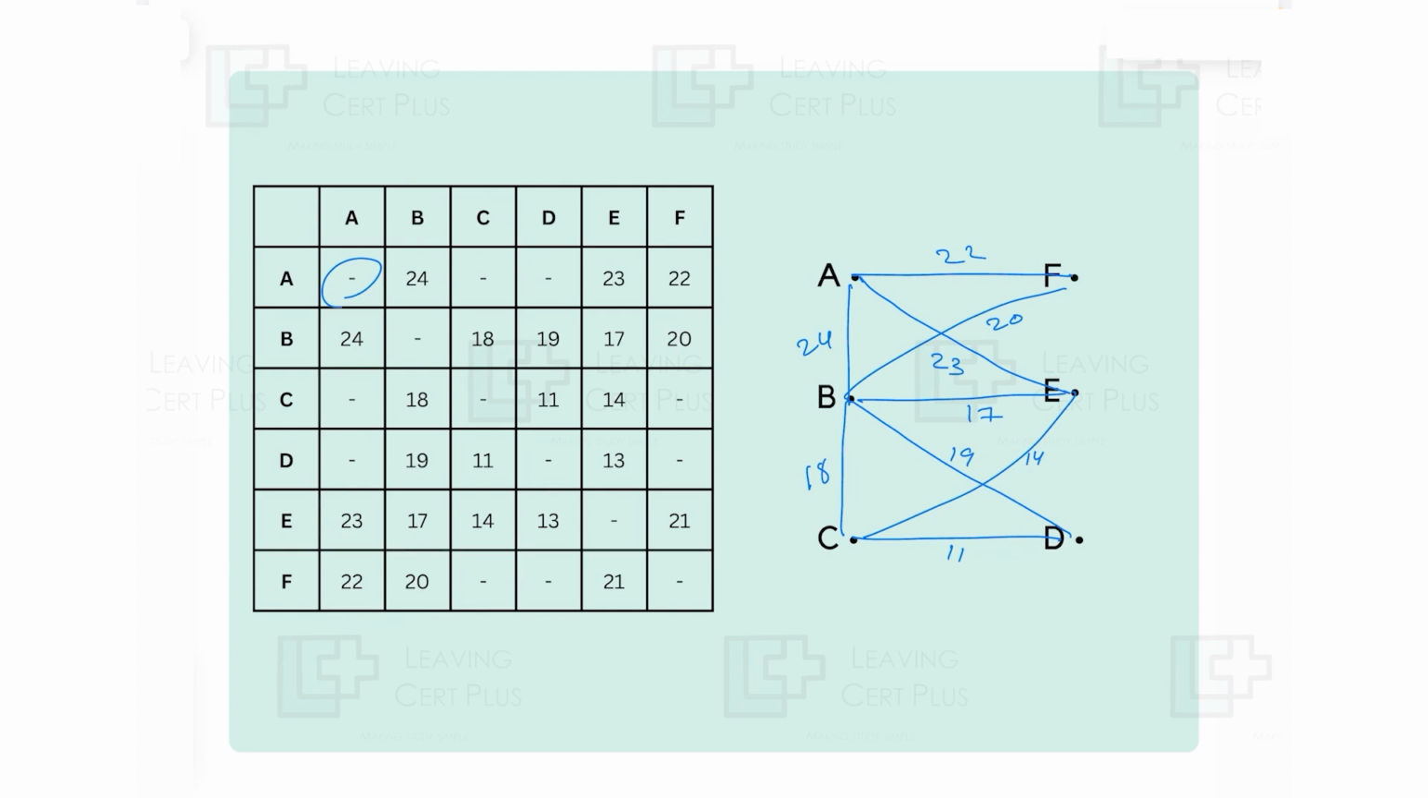D, we've already got our connection with B. We've got our connection with C. We just need to add in our connection with E for 13. E, then we've got our 23, our 17, our 14, our 13, because you have those nodes done. The last one we're missing is the 21 with F. And then F, we're just going to double check we have all our connections. I've got the 22, I've got the 20, and I've got the 21. And that's my graph associated with this distance matrix.